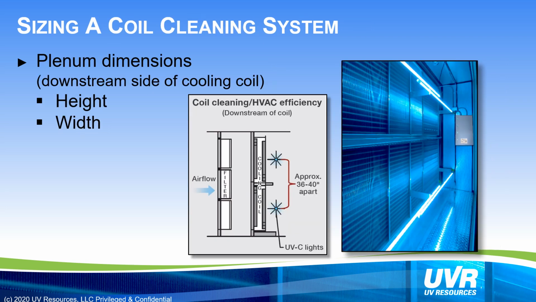So for sizing for coil clean, what we really need to know is the dimensions of the downstream side of the cooling coil. We'll need to know the height and the width of that space. These lamps are put around 36 to 40 inches apart, as you can see in the drawing here. So just the height and width of that space allows us to give you a product selection.